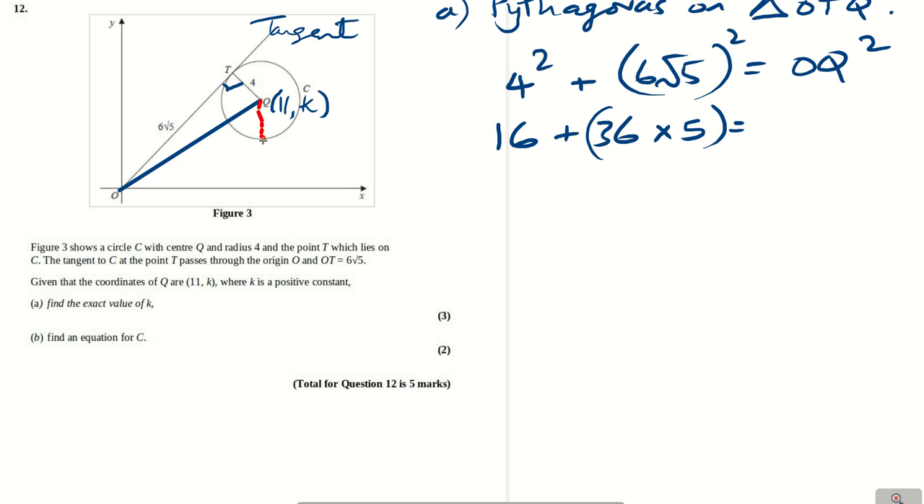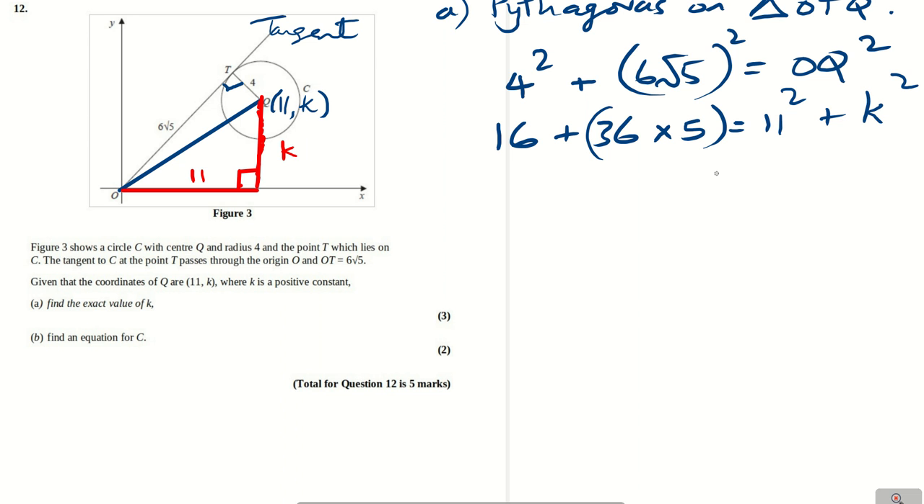Look, if we've got a line going down there, I haven't done that very well, but I'll just do it like that. We've got a line there and a line there. Then you know that this is a right angle, so you know that this distance here is 11, and this distance here is k. So OQ squared is just going to be 11 squared plus k squared.